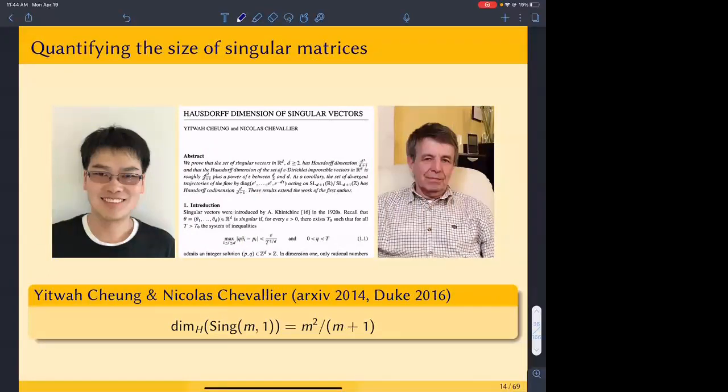Okay, so then in 2014, Cheung was joined by Nicolas Chevallier, who gave a beautiful lecture at this seminar a week ago. And they proved that, instead of looking at 2-1, they could do it for m-1. Okay, so for vectors in general, not just for the smallest non-trivial vectors. And so the 4/3 comes out as a special case of this next result that came about 7 years later.